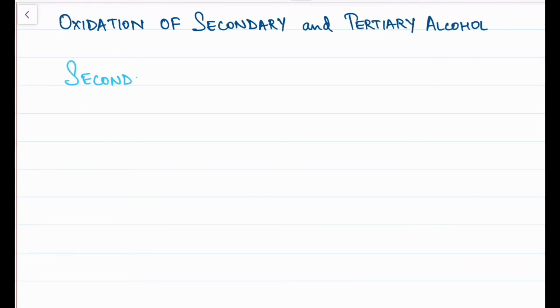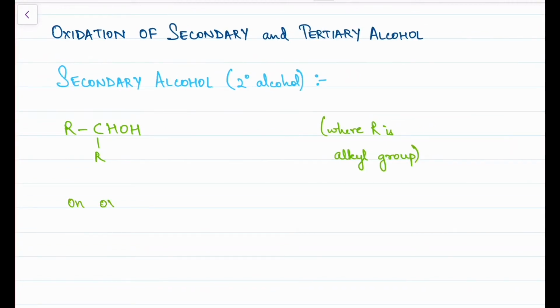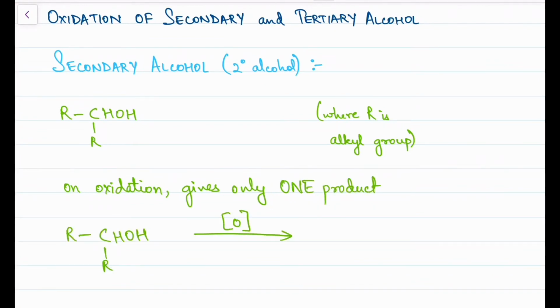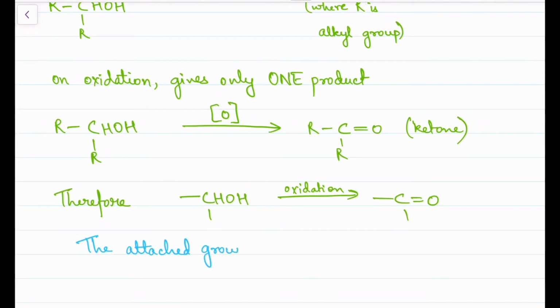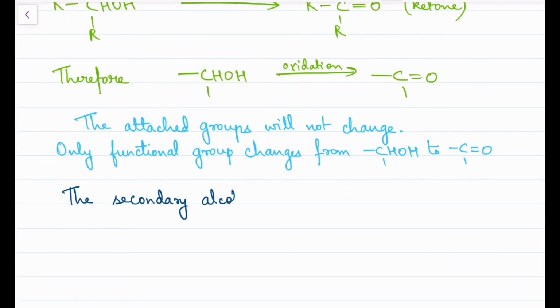Next, we'll cover the topic of oxidation of secondary and tertiary alcohols. It's really simple. Secondary alcohol, also called 2-degree alcohols. The formula is a central carbon with 2 alkyl groups attached to it, and then of course the hydroxy group attached to it, where R is any alkyl group. Secondary alcohol has no fuss on oxidation. It gives you only one product, which is a ketone, always and always.